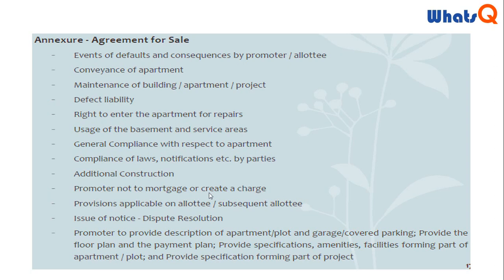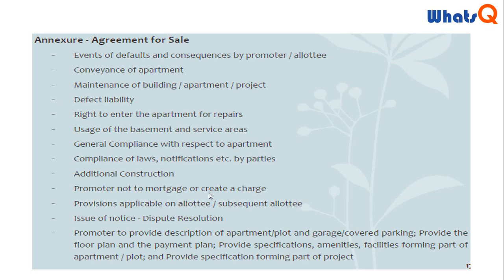Then the promoter not to mortgage or create a charge, the agreement being applicable on the allottee and subsequent allottees, issue of notice and dispute resolution. The annexure should also provide how a dispute will be resolved if any arises between the promoter and allottee, and how the notice will be served. Promoters are to provide the description of the apartment, plot, garage, covered parking, the floor plan and the payment plan, the specification, amenities and facilities forming part of the apartment, and the specification forming part of the project.